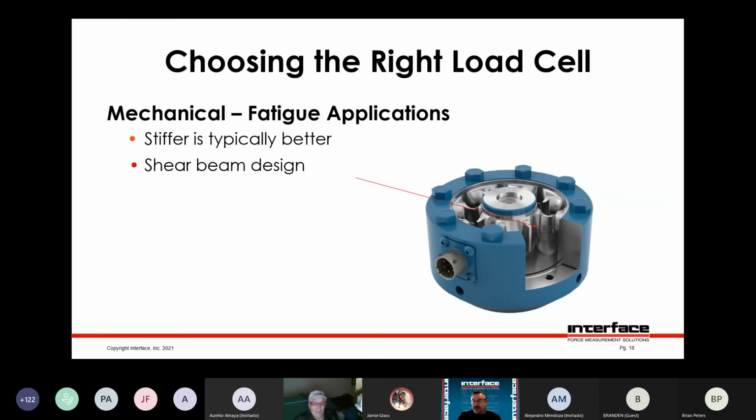Certain load cells are better for fatigue cycling than others. Typically, a stiffer load cell is better, less deflection means you get less strain, longer life. Interface low profile, shear beam design load cells offer excellent fatigue resistance.